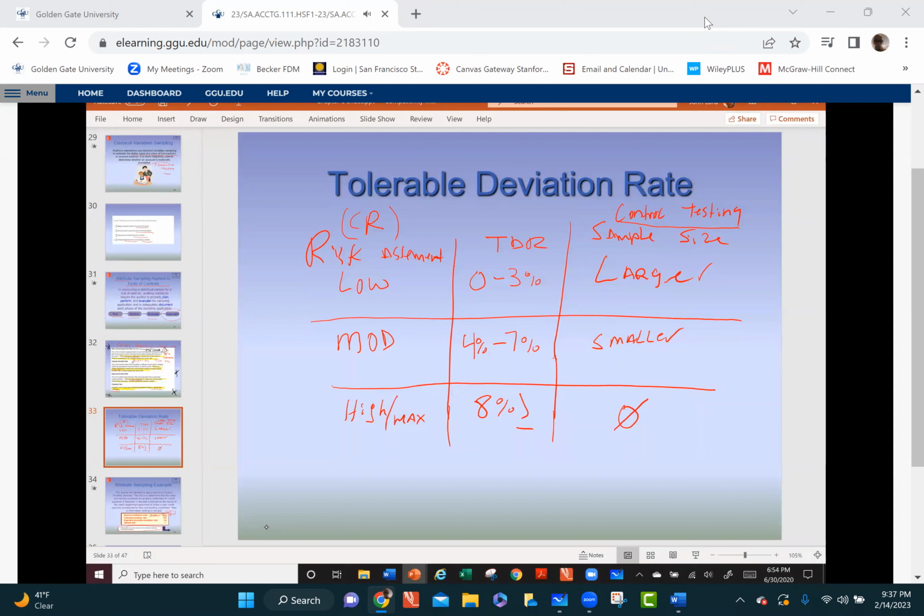Sample size is going to be larger, inverse relationship. If I'm in the moderate, okay, it's an important control, but I'm not going to hang my whole life on this. Then what? Maybe your tolerable deviation rate is in the 4 to 7%. Tolerable deviation rate's gone up. My sample size from my control test has come down.